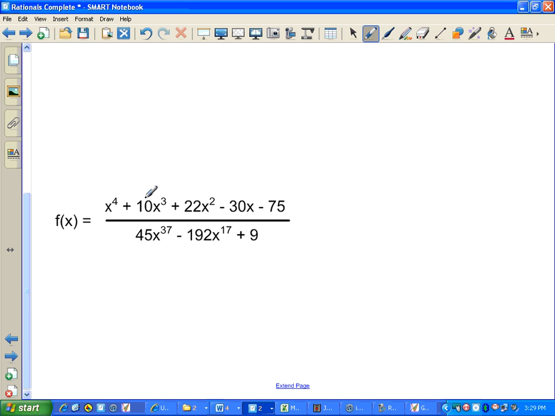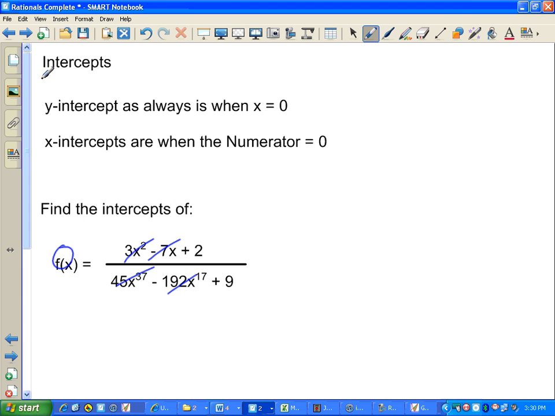Same thing here. If I wanted to find my intercepts here, I could plug 0 in for x to get my y-intercept, so I'd get -75/9. And then, since this is a 4th power, I'd probably want to graph just the numerator and see where it crosses 0, and go through that whole process from last chapter to find all the zeros of this. But I could ignore the denominator, because that doesn't determine our intercepts.